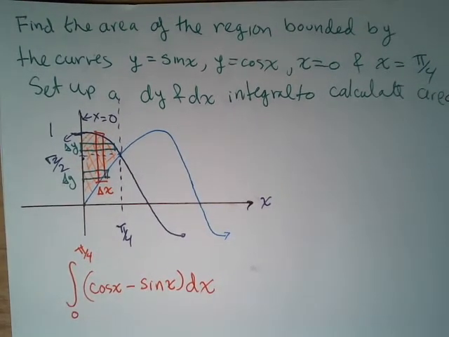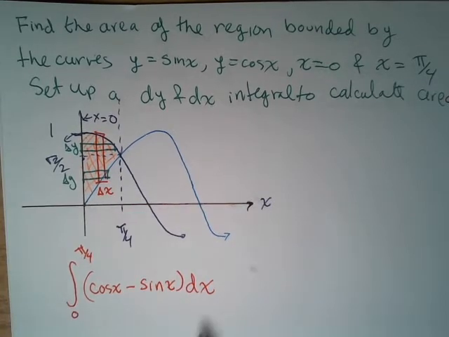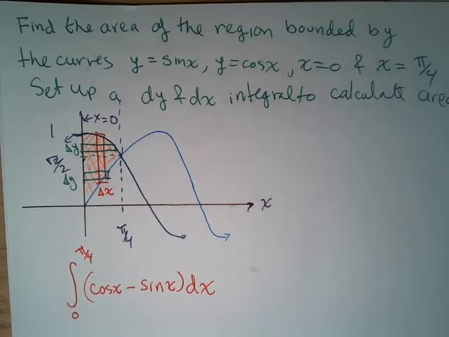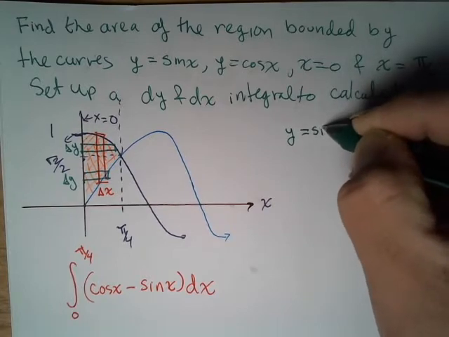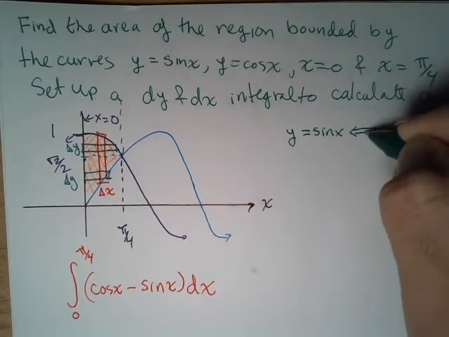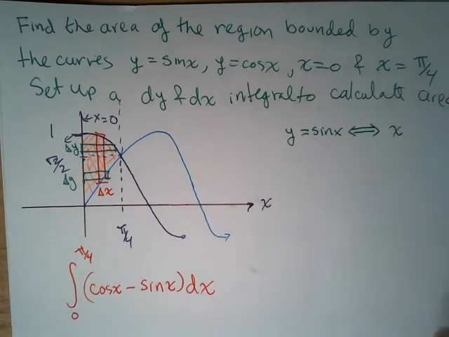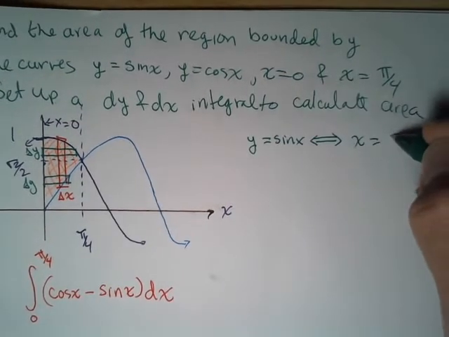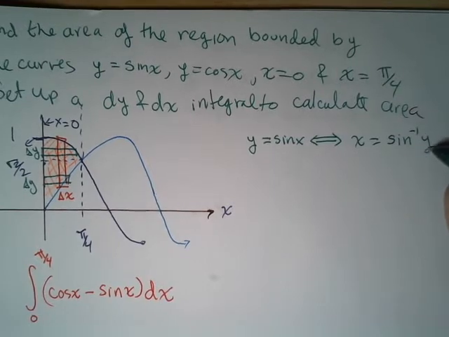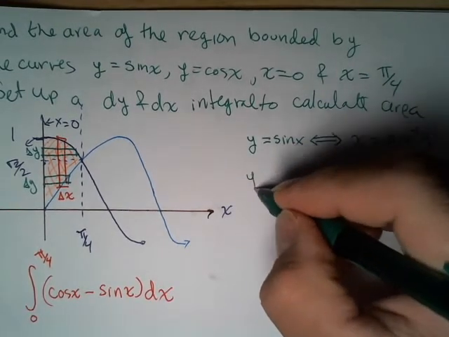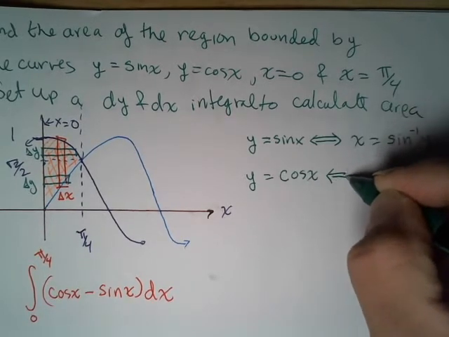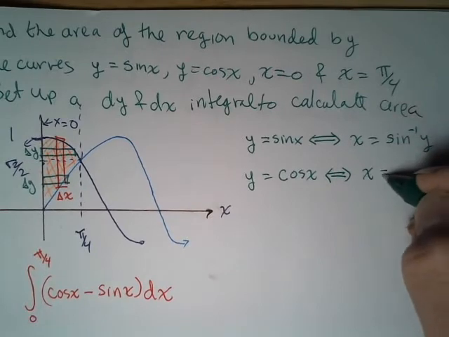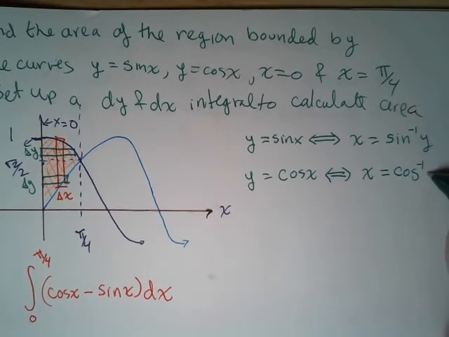Okay, now what equations am I going to use, right? If it's going to be in terms of dy, then I can't use cosine x or sine of x, right? I have to solve for x. So instead of using y equals sine of x, I solve for x. And in order to do that, we need to introduce an inverse function, inverse of y. And then here, y equals cosine x. Solving for x, we get x equals cosine inverse of y.